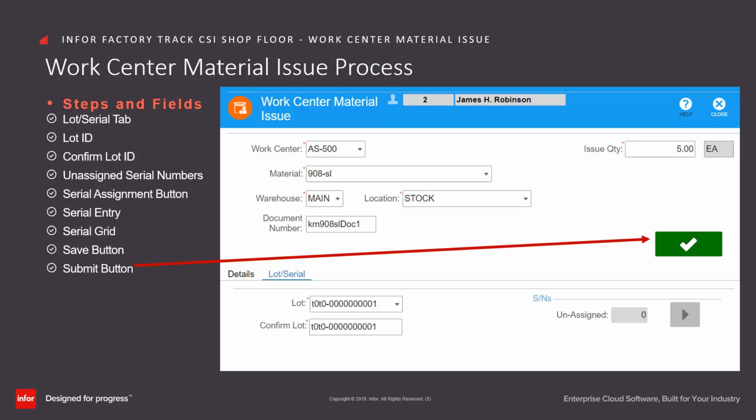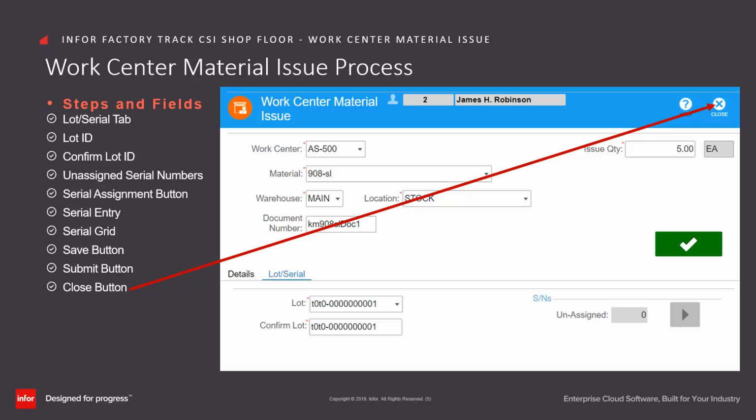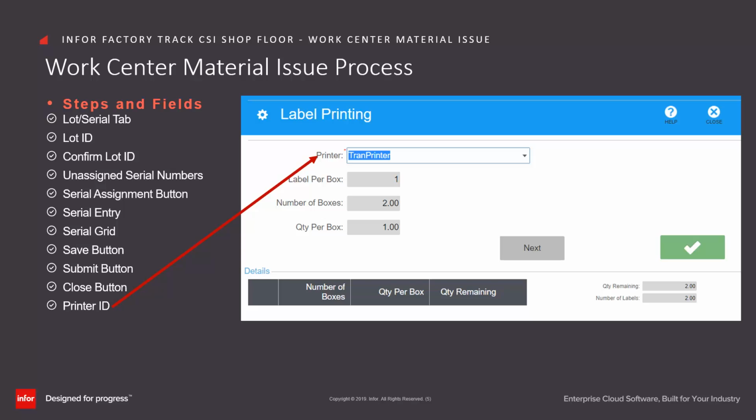Note here that the user is not allowed to issue lot and serial items that have issue, whip, change transaction type restriction. To close the form without returning material, click on the Close button. Note that if the Print Labels parameter has been selected, the label printing form is displayed after processing the transaction to allow the specification of the printer ID and to confirm the labels to be printed.